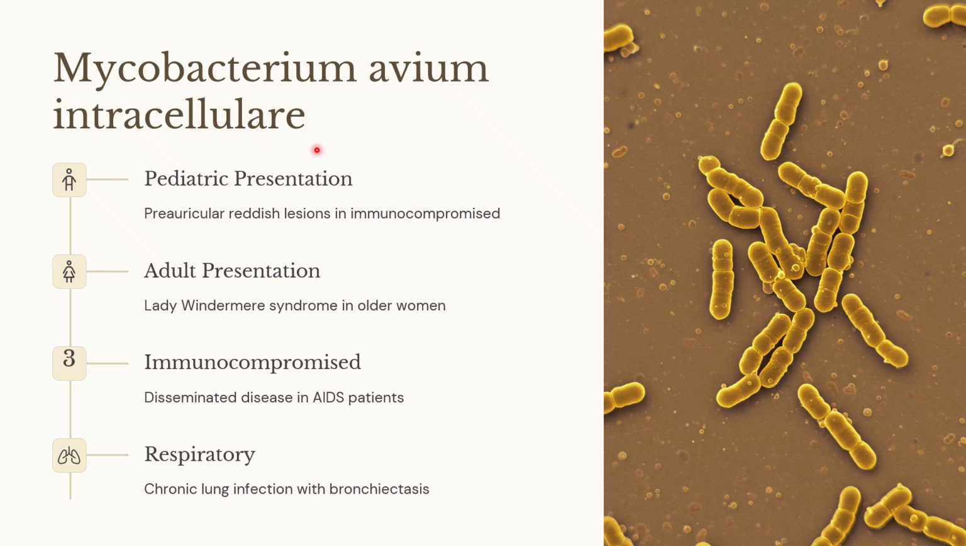But in older women, it can present as Lady Windermere syndrome, where they will be having respiratory difficulty following Mycobacterium avium intracellulare. Chronic lung infection with bronchiectasis or respiratory difficulty or any kind of lung infection can present with Mycobacterium avium intracellulare. So the two most common presentations are preauricular reddish lesions, as well as lung infection called Lady Windermere syndrome in older women. This is with respect to Mycobacterium avium intracellulare.